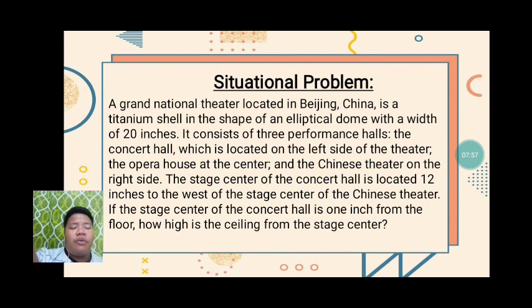So here is our question, and here we are finding the height of the ceiling from the stage center, if the stage center of the concert hall is 1 inch from the floor. Next slide.